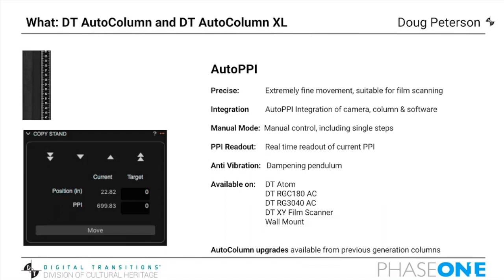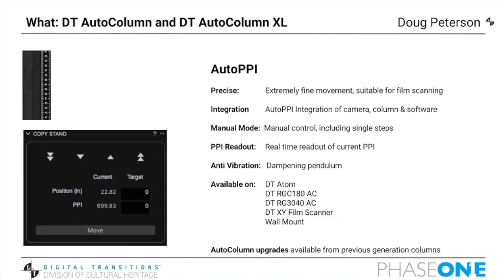And as a wall mount, we have previously occasionally done columns with a wall mount, but because of the automatic control from Capture One for both the position of the camera and the focus of the camera on the IXG, we are much more comfortable now offering a wall-mounted version of the DT AutoColumn or AutoColumn XL. Those are two different lengths. We're very comfortable offering those in a wall mount because we can then control remotely even if the column is fairly high or the camera reaches out of our normal reach as an operator.